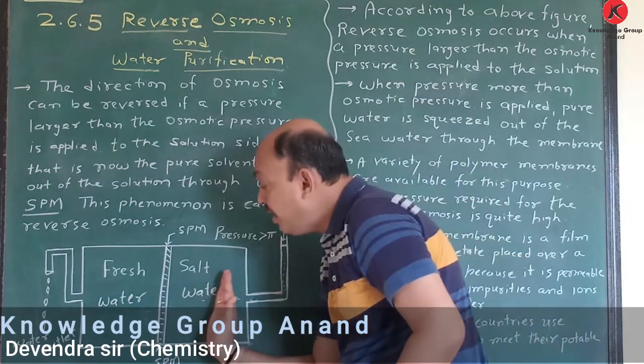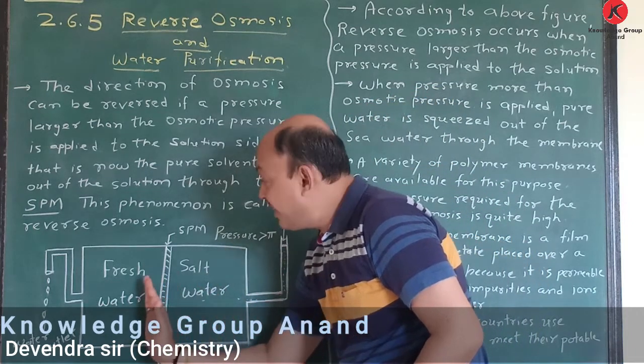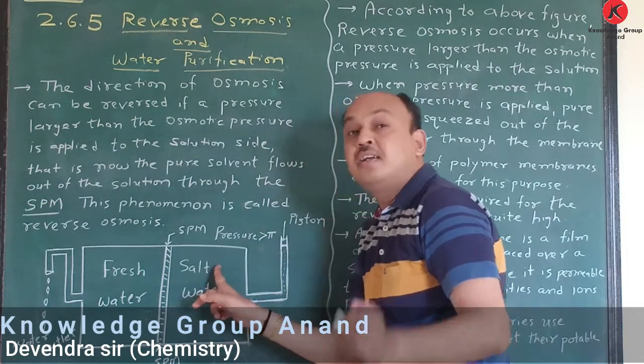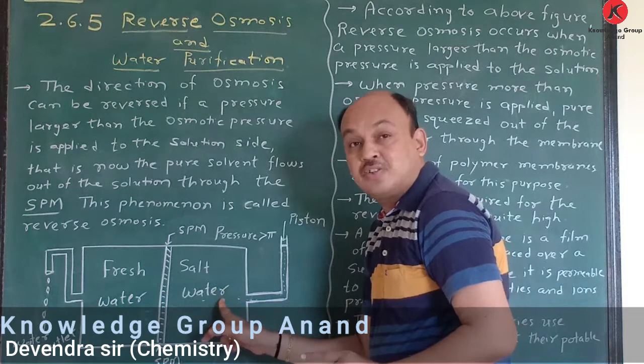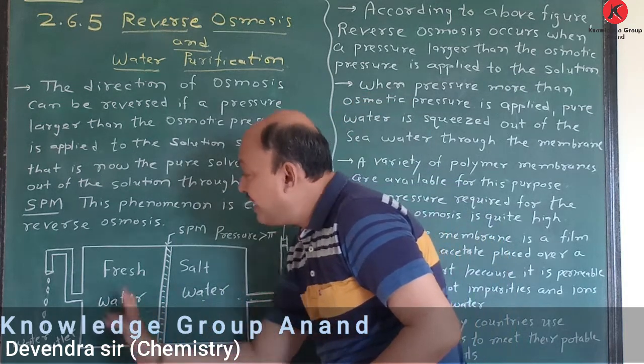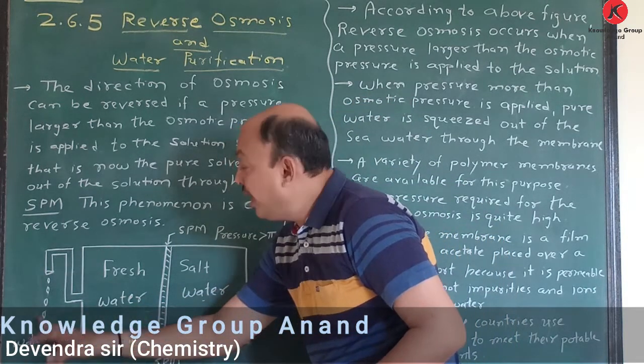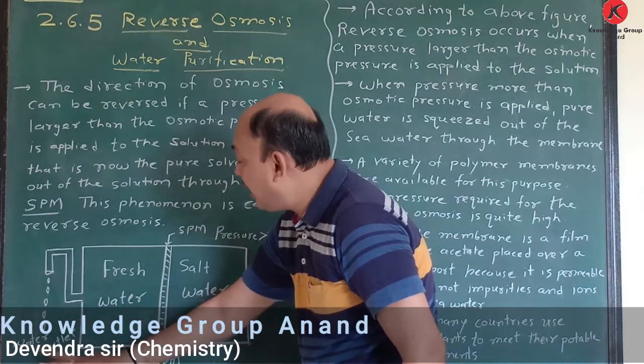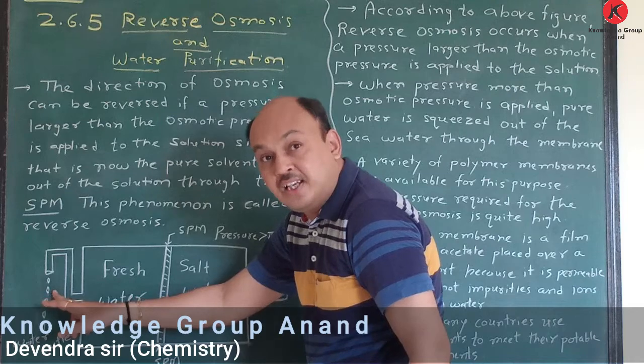So here what happened? Solvent molecules pass through this SPM from the salt water. Salt water contains solute as well as solvent. So here the solvent also passes, and that's why we obtain a water outlet, which is drinkable water, and we can easily use it.